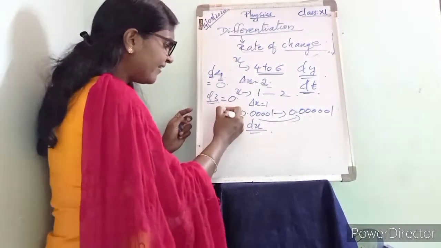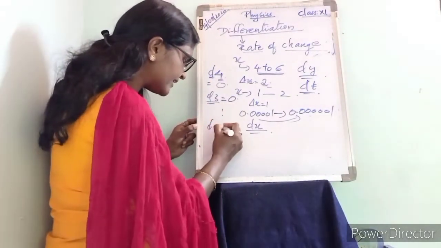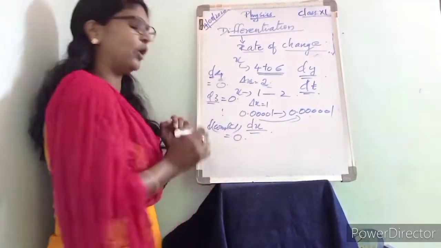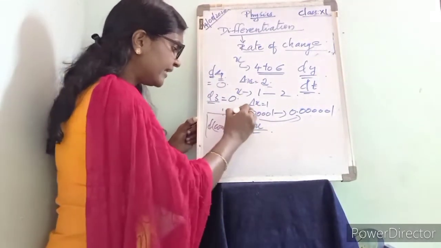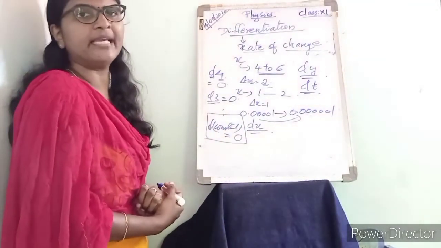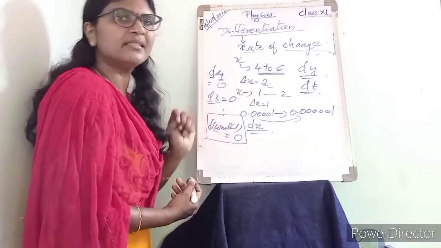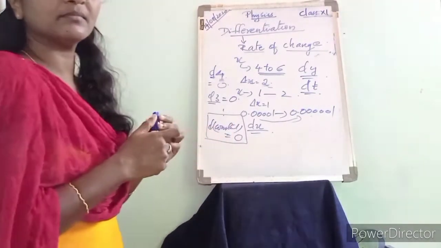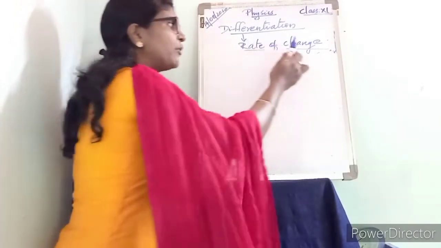So in general we can write d of constant is equal to 0. This is very important. D of constant is equal to 0. Okay, that is about change.